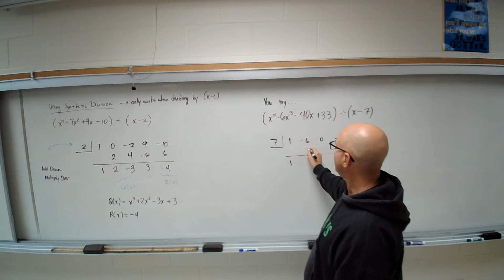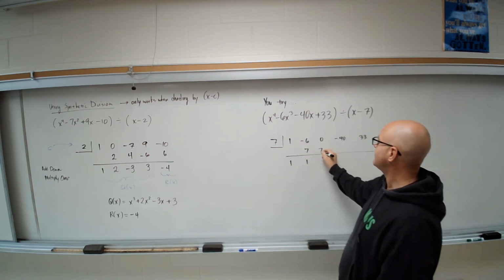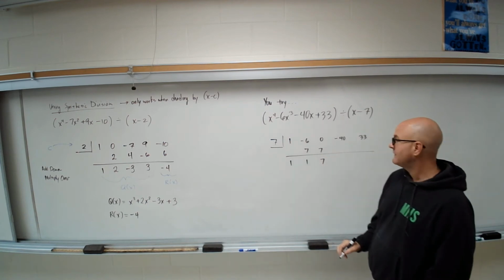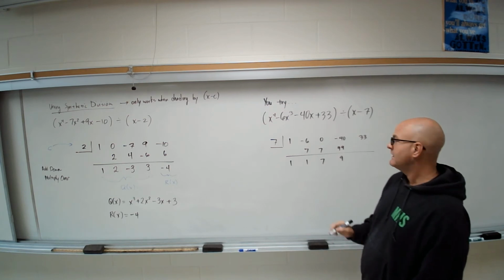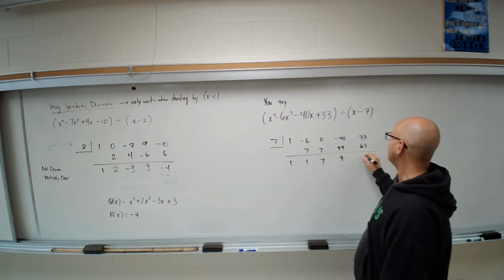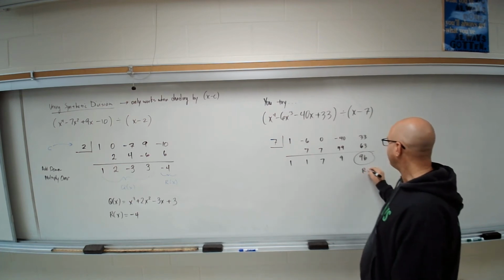7 times 1 is 7. Add those and we get 1 again. 7 times 1 is 7. Add those, you get 7. And this will give us 49, which will give us 9. And this will give us 63, which is 96. Okay, so that's the remainder.